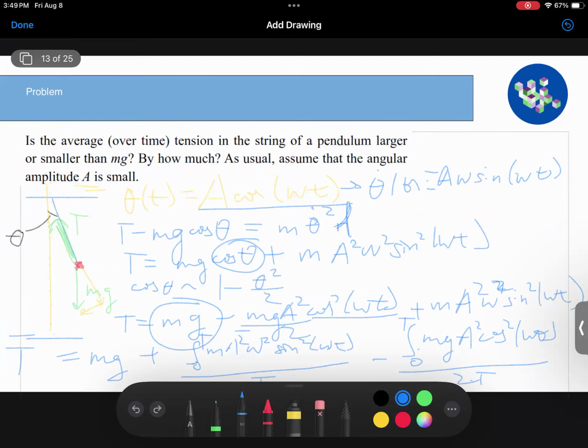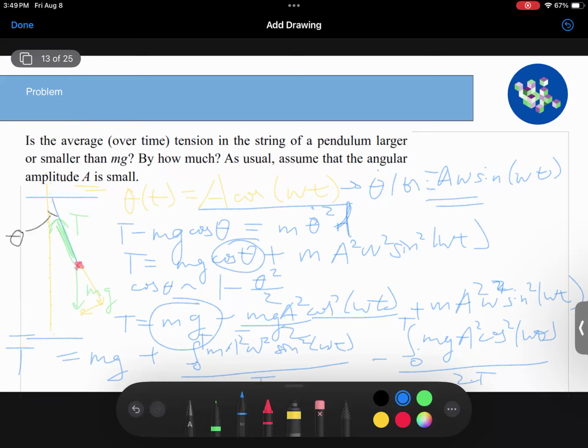First look correct. mg cosine theta and cosine theta minus theta squared over 2a squared. Okay, guys, this is just taking a lot of time.